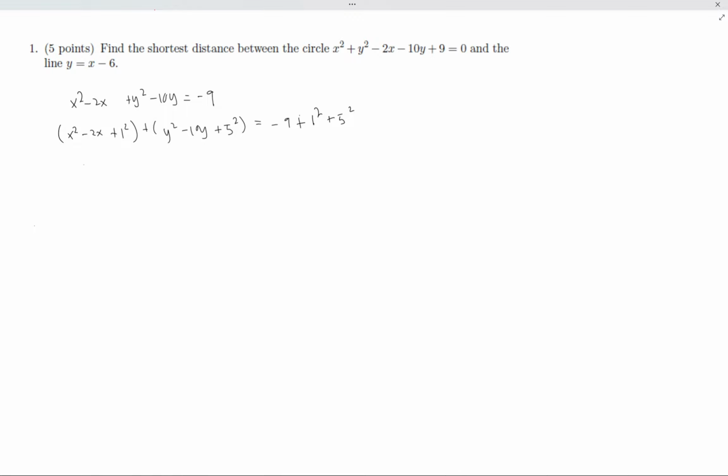So compressing each of them to their corresponding binomials, this will become x minus 1. Again, look at the first term and the last term and the sign in the middle. And then we have here y minus 5 squared. Okay, this will become negative 9 plus 1 plus 25, and that is equal to positive 17. Okay, that is now our standard form. So it means that our radius must be equal to the square root of 17, and our center must be located at 1, 5.